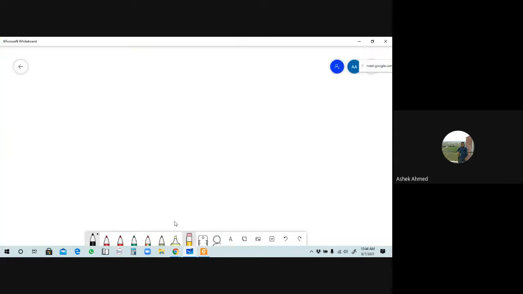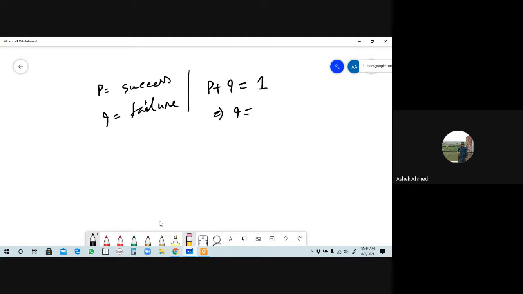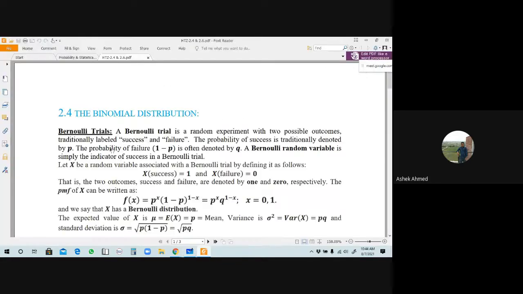If we write P is success and Q is failure, then we can say from here P plus Q will be 1. So the value of Q will be 1 minus P. So Q means 1 minus P, which is called failure. So there are two possible outcomes. One is success and the other is called failure. Failure is denoted by Q.